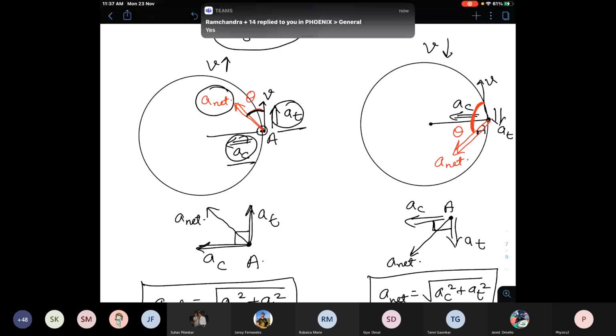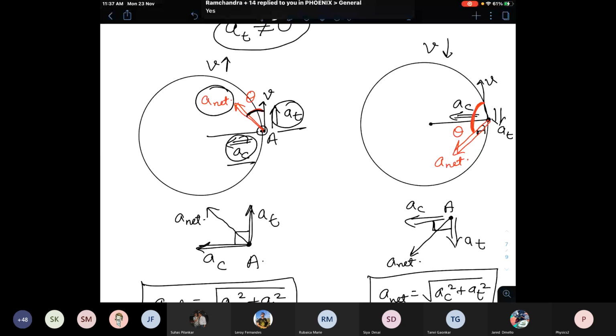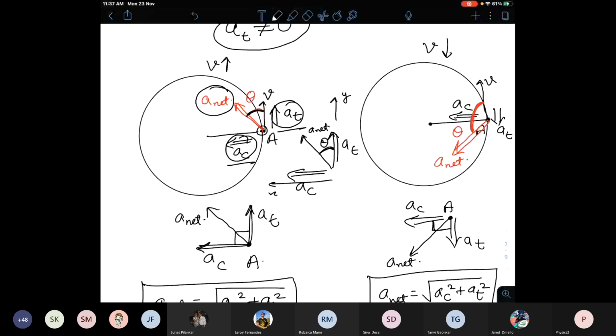I guess you're getting it, because I am saying acute just by geometry. You can also understand it. If a centripetal is like this, a tangential is like this, and the net is like this, the angle between these two will be theta only. This is the y direction and this is the minus x direction. So the angle with the y direction is theta, and that will be acute.